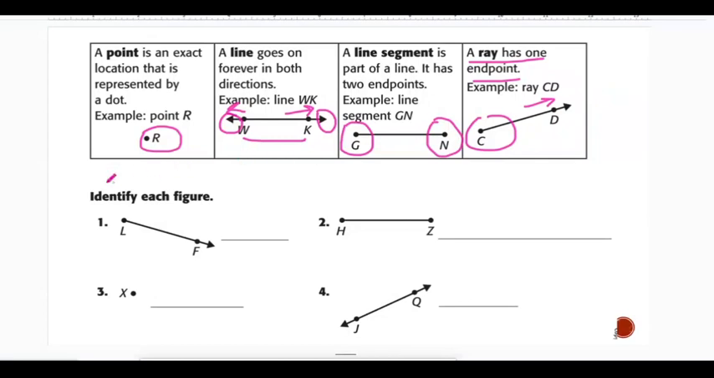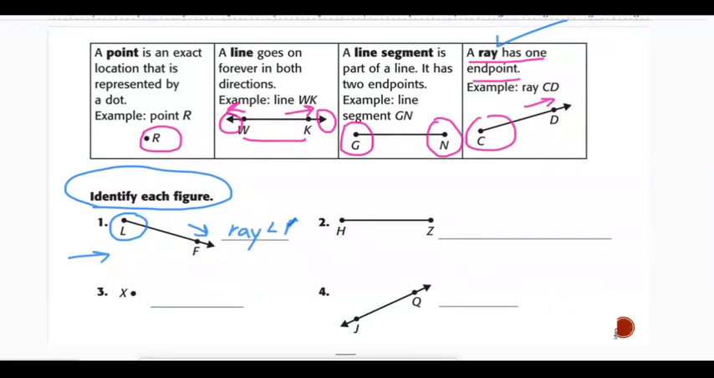Now let's do some questions here. Identify each figure. We need to know what each figure is called. The first one has one endpoint only. The other one is continuous. Okay, with one endpoint, you can see that a ray has only one endpoint. So we can write here ray, R A Y, ray, and write the letters L F.